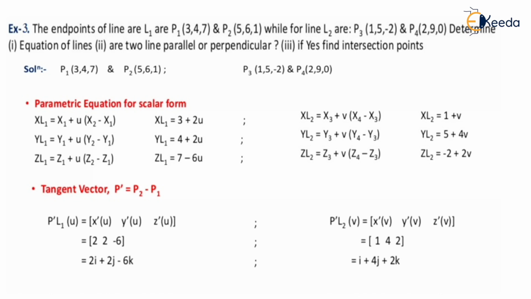pl1 dash will be 2, 2, then minus 6. So 2i plus 2j minus 6k. pl2 dash will be 1, 4 and 2. So i plus 4j plus 2k. Next part.